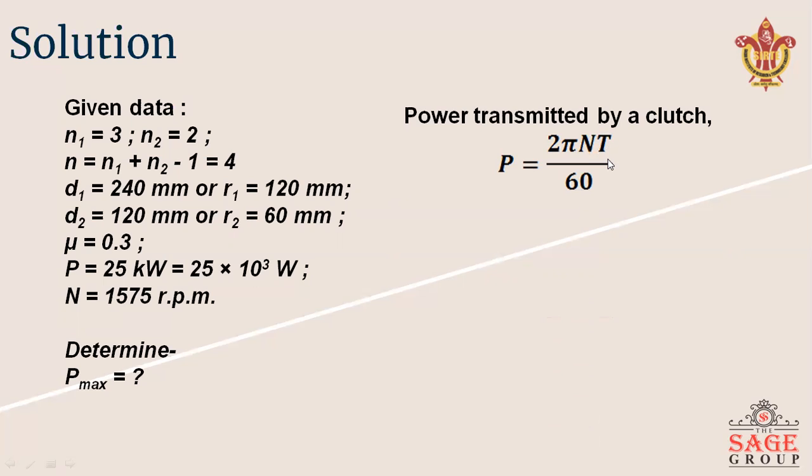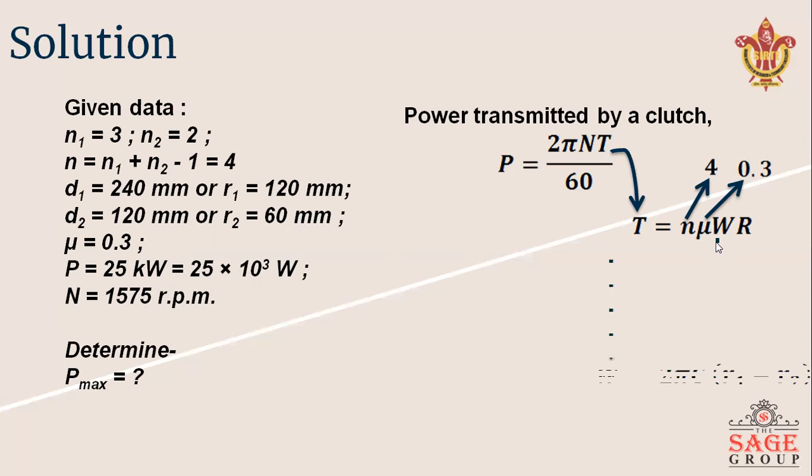But we know that the torque transmitted by the clutch for a multi-plate clutch, T, is equal to n mu W R. In this equation we have already calculated the torque, so we have to substitute the value of torque transmitted by the clutch here, and n is equal to 4. It is already given in the given data, and mu is equal to 0.3. And now we have to calculate the value of axial load W.